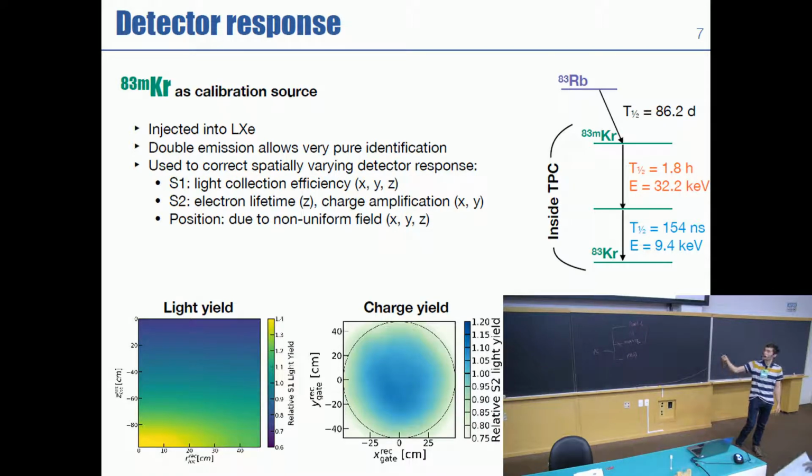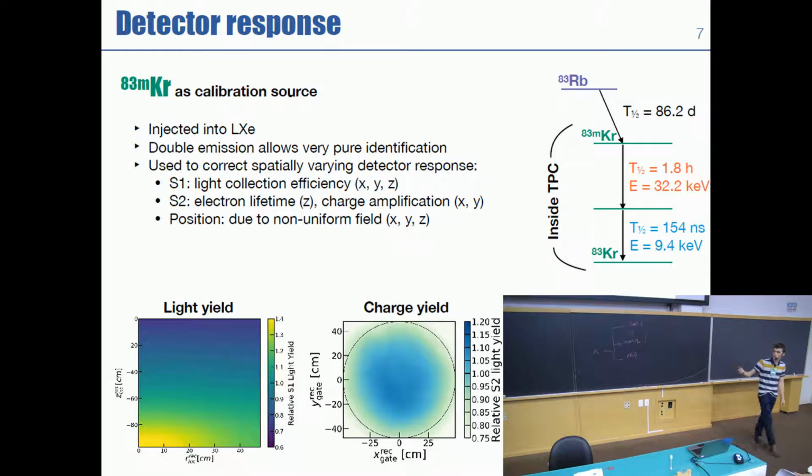So our two main calibration sources we inject. One of them is krypton-83m, which is a metastable state of krypton-83. So we inject this into the liquid xenon volume. Okay, so we inject this inside the liquid xenon, and krypton-83m has this nice two-stage decay.